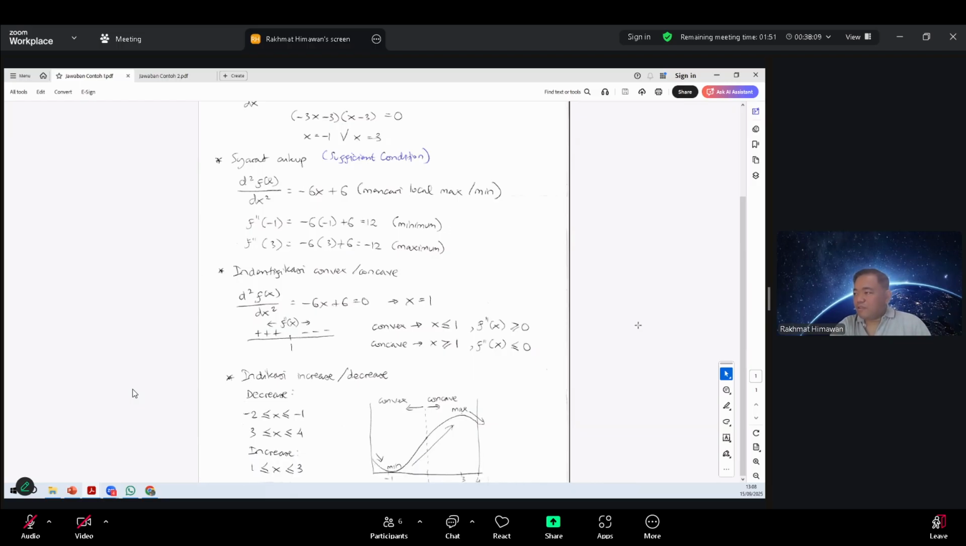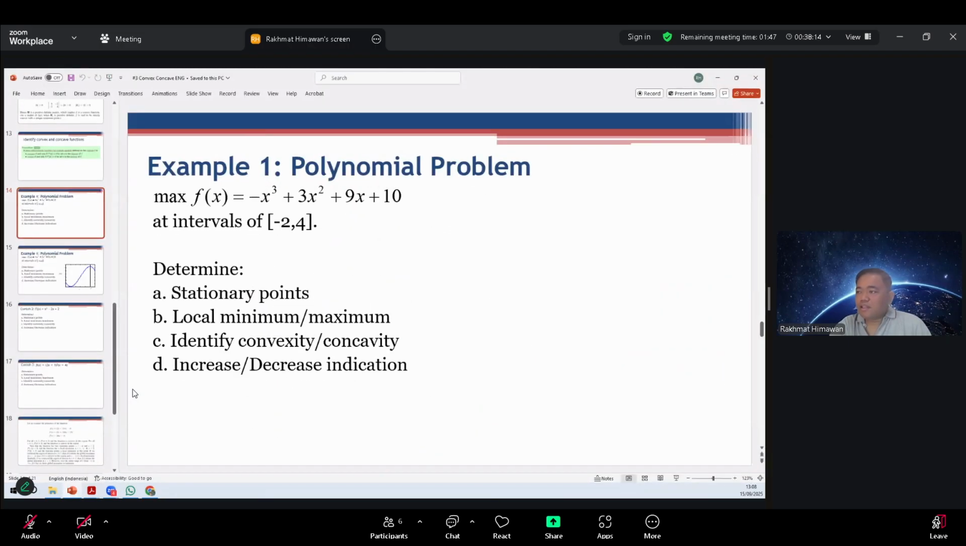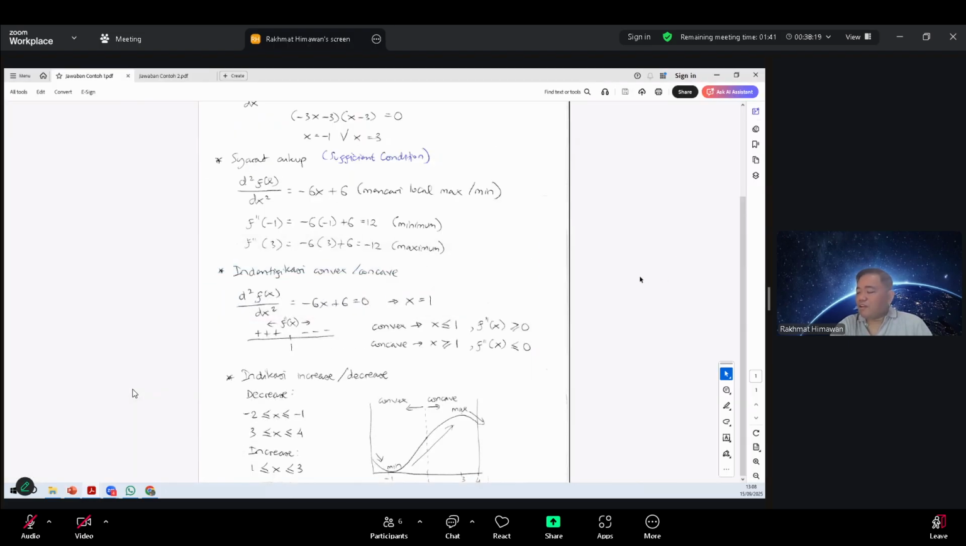So which part is convex, which part is concave? And then the question again is the increasing or decreasing indication. You know now where's convex and where's concave. How can we know when it will increase and when it will decrease from left to right? After you know which one is convex, which one is concave, and you also know the stationary points, x equal to minus 1 and x equal to 3, these special points could be the maximum or minimum.